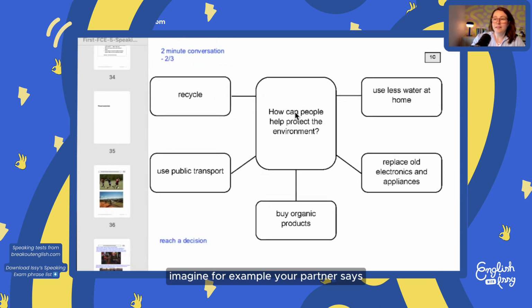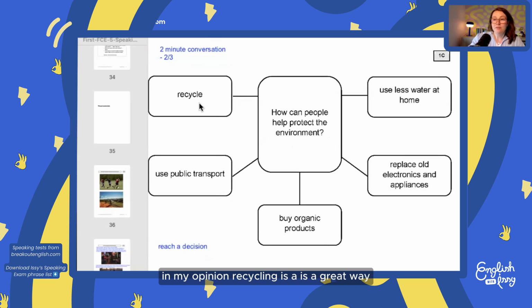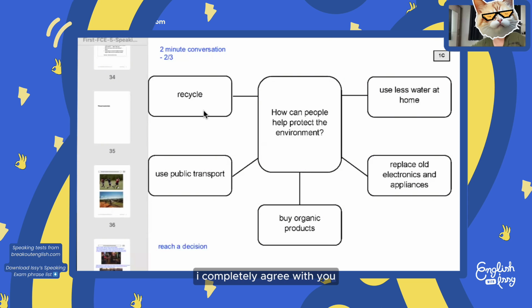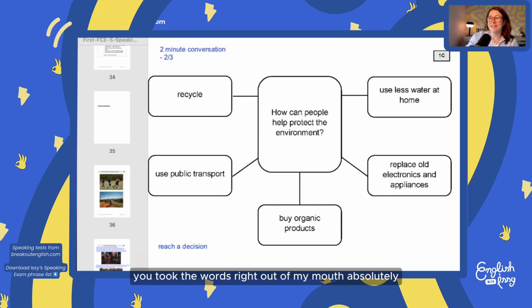Imagine, for example, the question is, how can people help protect the environment? And your partner says, well, in my opinion, recycling is a great way because the more we recycle, the less we're throwing into landfills and the less we are polluting seas and rivers. What could you say after? I completely agree with you. I completely agree. You took the words right out of my mouth.